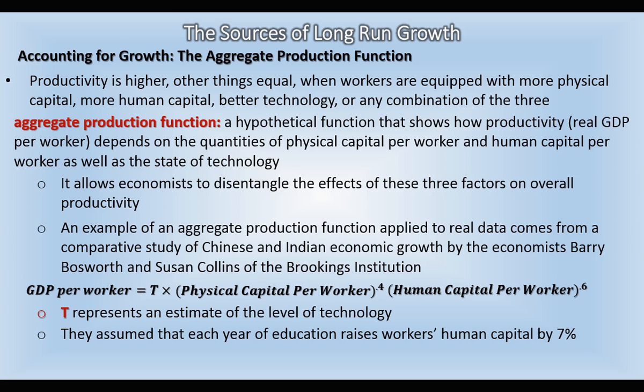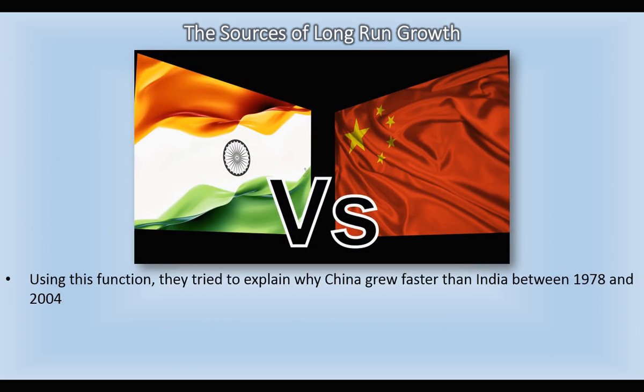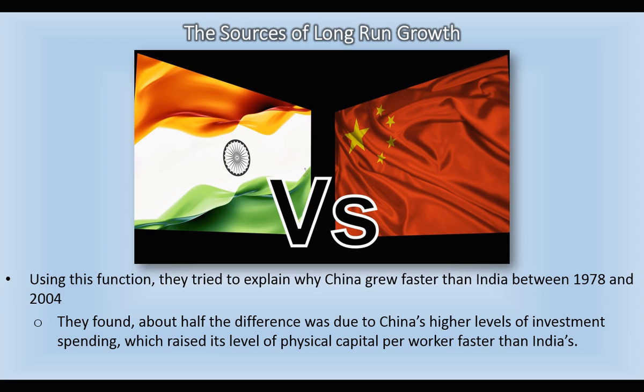So the human capital per worker had that impact based on this relationship that they studied and the data that they looked at. Using this function, they try to explain why China grew faster than India between 1978 and 2004. They found that about half the difference was due to China's higher level of investment spending. Investment spending is what leads to increased physical capital, which raised its level of physical capital per worker faster than India's. The other half was due to faster Chinese technological progress.